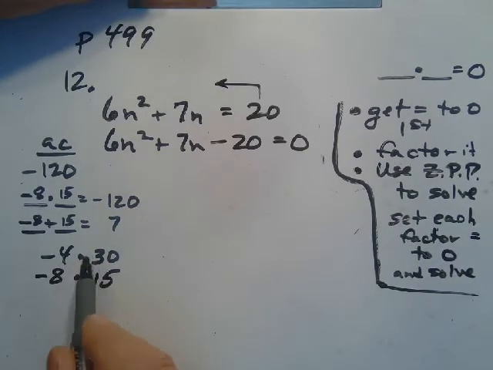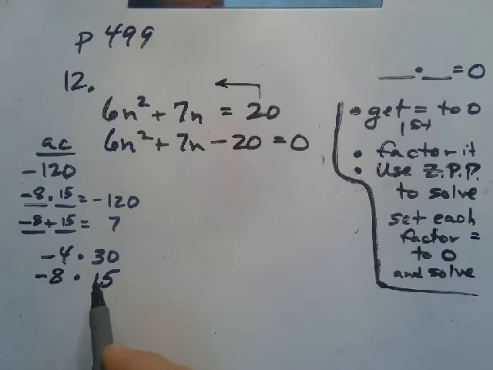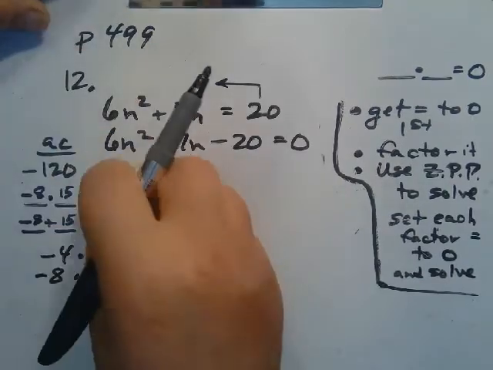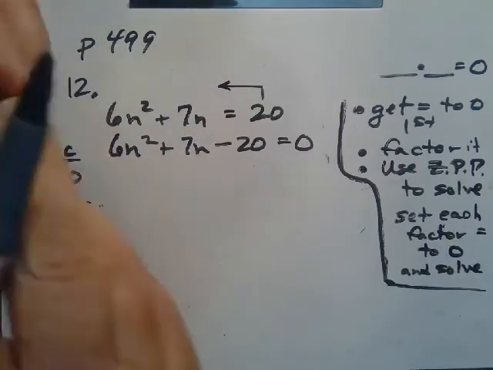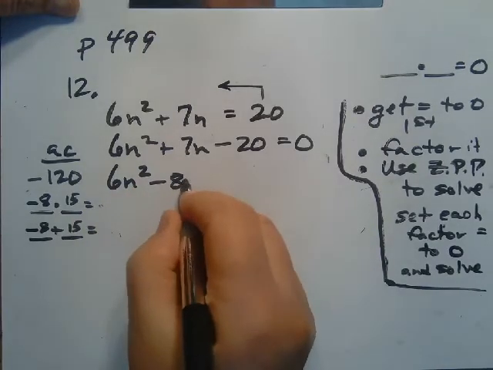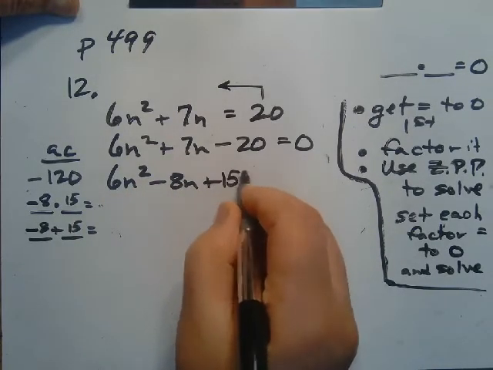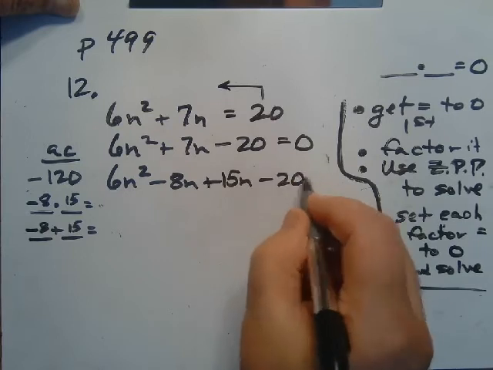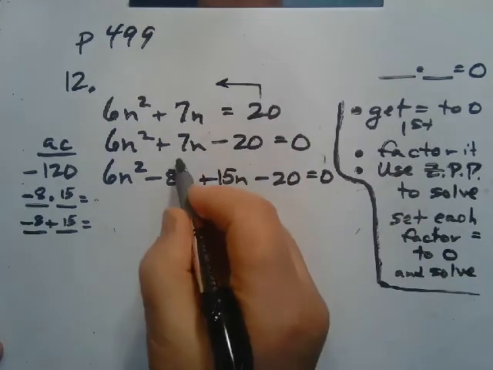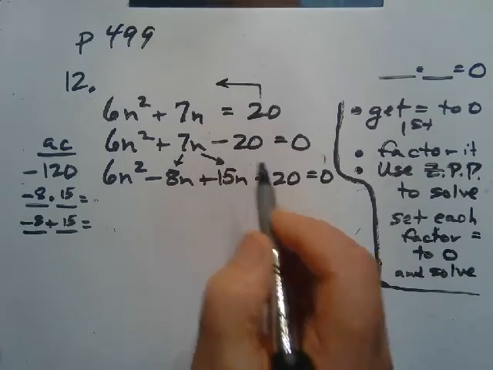You'll have to do a little bit more work in coming up with those two numbers when they get a little bigger like this. Alright, so my two numbers are negative 8 and positive 15. So let's go ahead and split the middle term. 6n squared minus 8n plus 15n minus 20 equals 0. So there you go. I split that middle term again into these two terms.